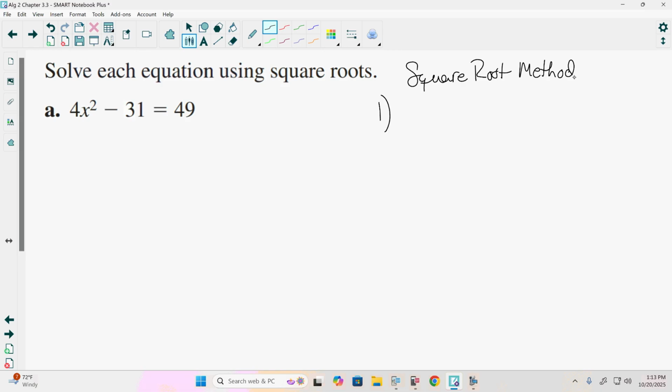The only place the variable can be is either as x squared or inside a set of parentheses being squared. So here, since we have 4x squared minus 31 equals 49, the only place we have x is with that x squared. We can use the square root method. And the first step is to get the squared term by itself. That's the first step.